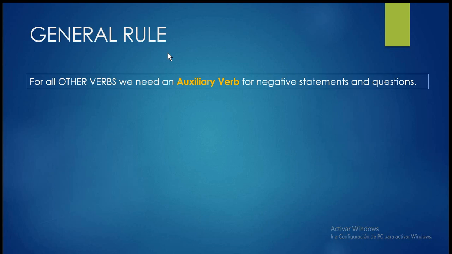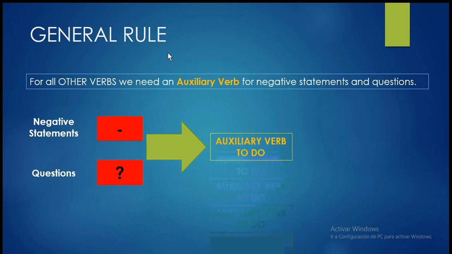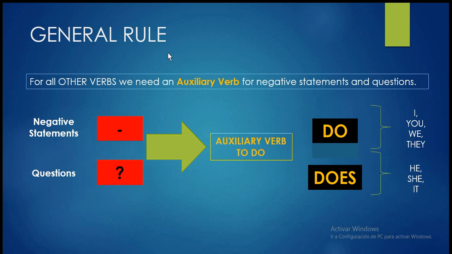For all other verbs, we need an auxiliary verb for negative statements and questions. Okay? Please do not forget. For negative statements and for questions, we need an auxiliary verb. And the auxiliary verb is the verb to do. Do and does. Do for I, you, we, and they. And does for the third person singular. He, she, and it.